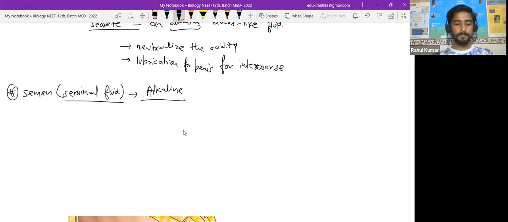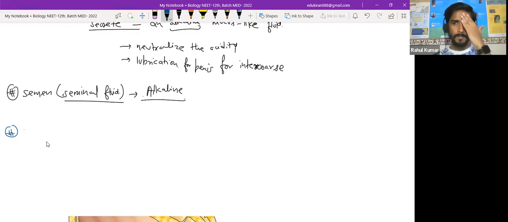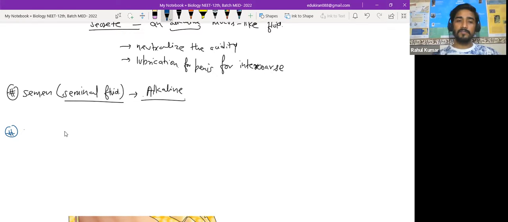Now let's come to the ducts. Glands are done. Can you tell the percentage of each gland? 60% is seminal vesicles that contributes in semen. 60% is seminal vesicle. In the rest 40, around 30 to 35% comes from prostate, and then 5 to 10% comes from bulbourethral.